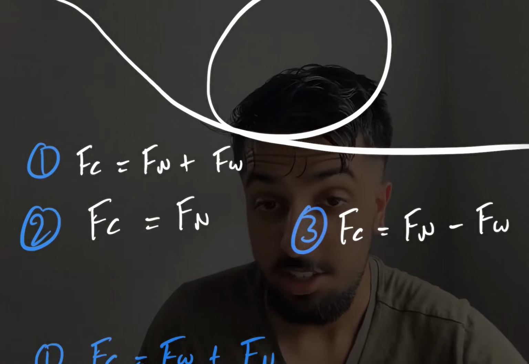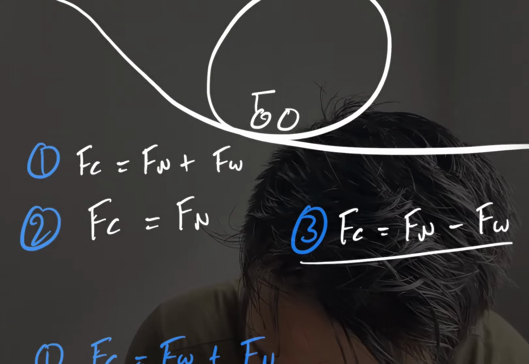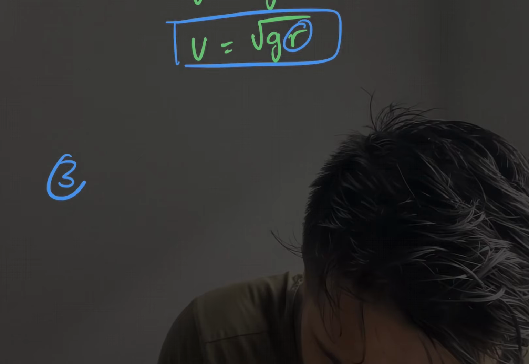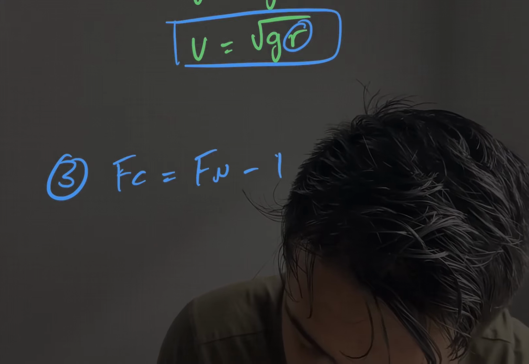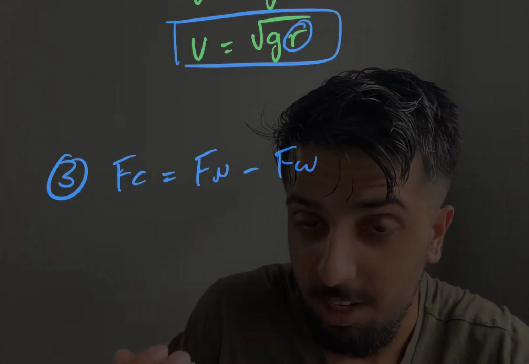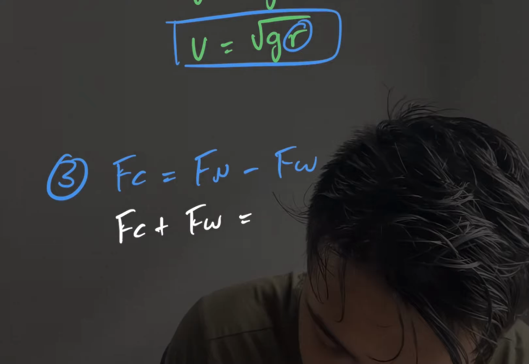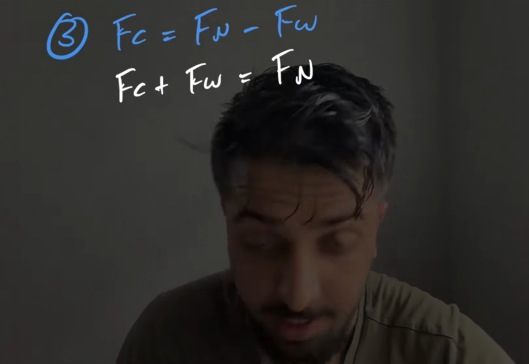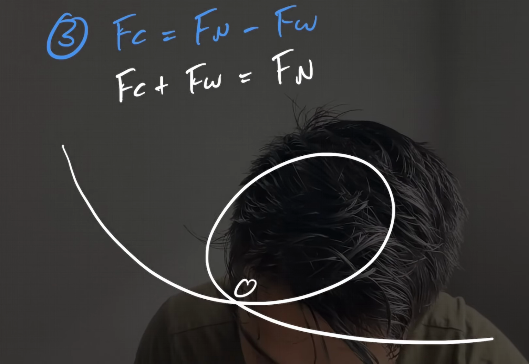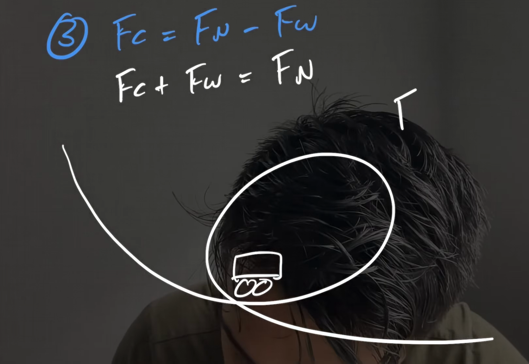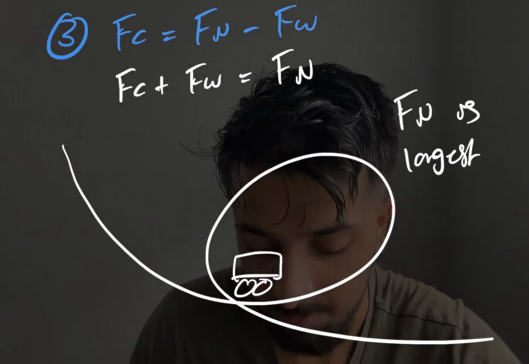Right? Now, another discussion point is our third scenario. In our third scenario, that is when our cart is at the bottom, just a reminder. If we take our third scenario, that is when our Fc is equal to the normal force minus the weight force. If we just rearrange this equation, we get our Fc plus our weight force is equal to our normal force. And so what that tells us is that when we have our loop and we have our cart at the bottom, the normal force is largest at this point.